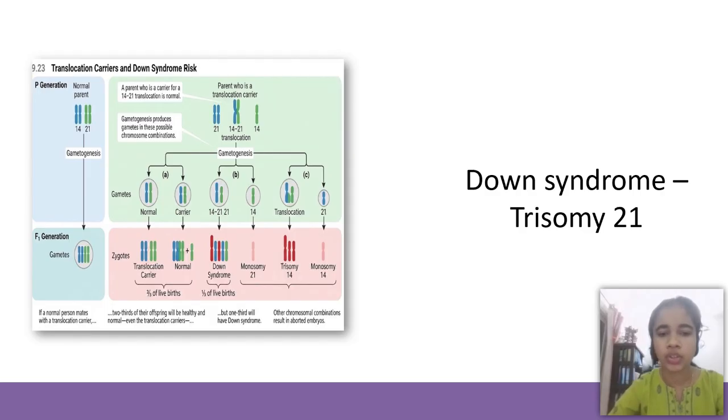Why does Down syndrome occur? During meiosis, chromosomes fail to separate due to non-disjunction. This creates a gamete with 2 copies of chromosome 21. So when fertilized, the embryo will have 3 copies of chromosome 21. This is how Down syndrome occurs.